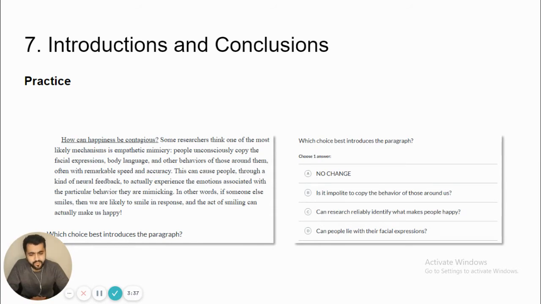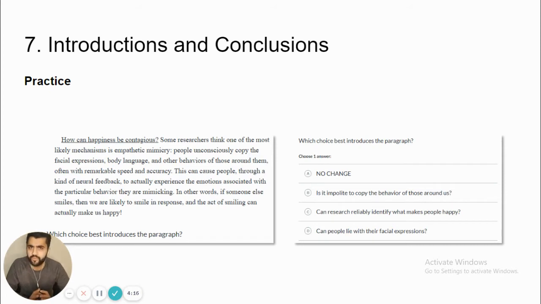How can happiness be contagious? Some researchers think that one of the most likely mechanisms is empathetic mimicry. People unconsciously copy the facial expressions, body language, and other behaviors of those around them, often with remarkable speed and accuracy. This can cause people, through a kind of neural feedback, to actually experience the emotions associated with the particular behavior they are mimicking. In other words, if someone smiles, then we are likely to smile in response, and the act of smiling can make us happy. Which choice best introduces the paragraph?